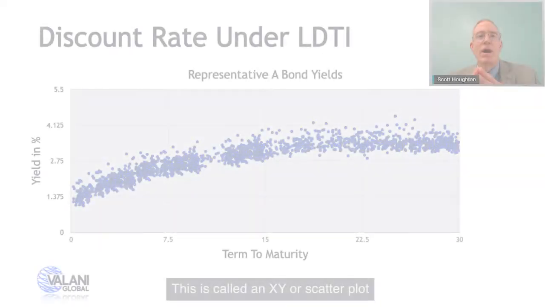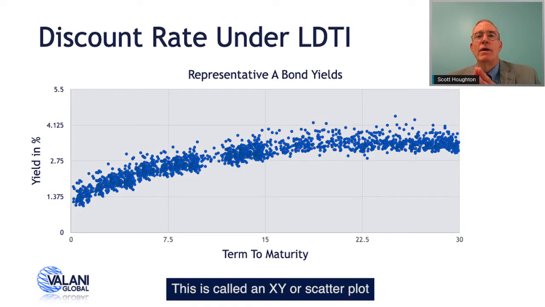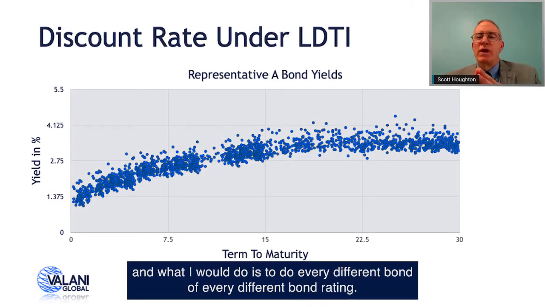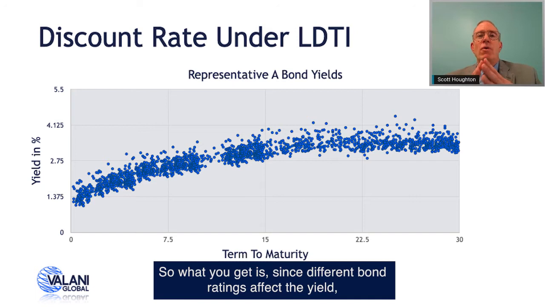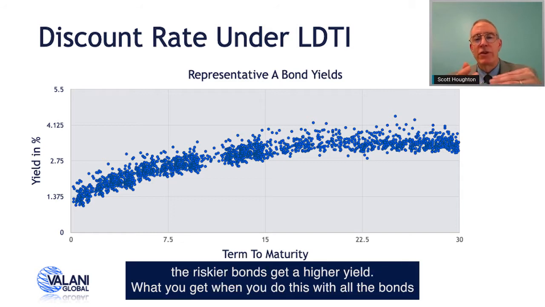This is called an XY or a scatter plot. And what I would do is plot every different bond of every different bond rating, and the different bond ratings I would represent as different colors. So what you get is, since different bond ratings affect the yield, the riskier bonds get a higher yield. What you get when you do this with all the bonds is a range.